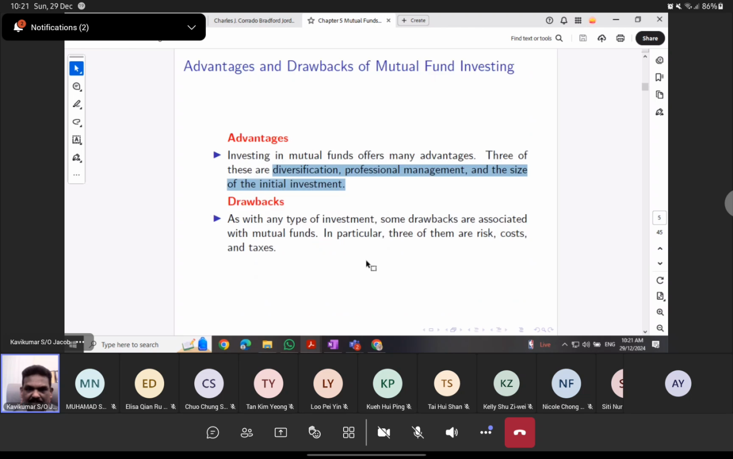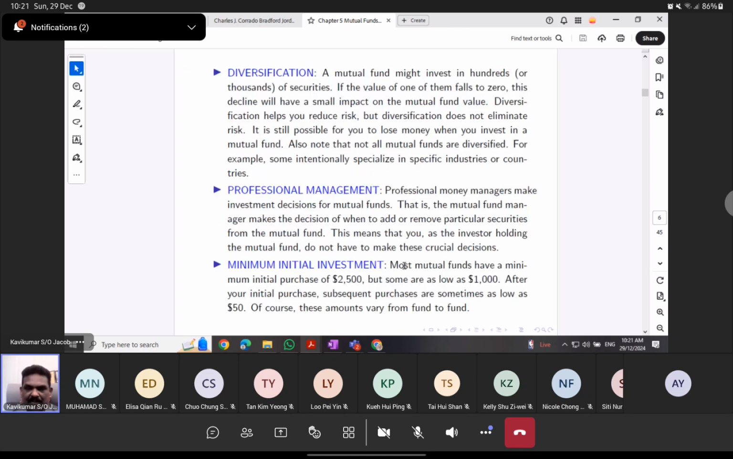Minimum initial investment. Another size of the initial investment, right? Most mutual funds have a minimum initial purchase of $2,500, but some are as low as $1,000. After the initial purchase, subsequent purchases are sometimes as low as $50. Of course, the amounts vary from fund to fund, because certain mutual funds will fix some threshold point. That is the minimum amount you have to buy.